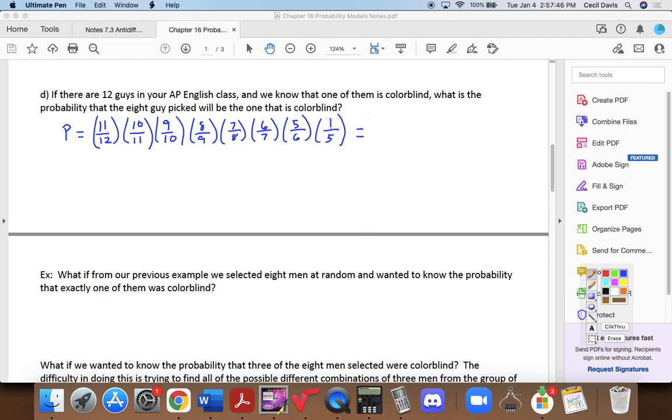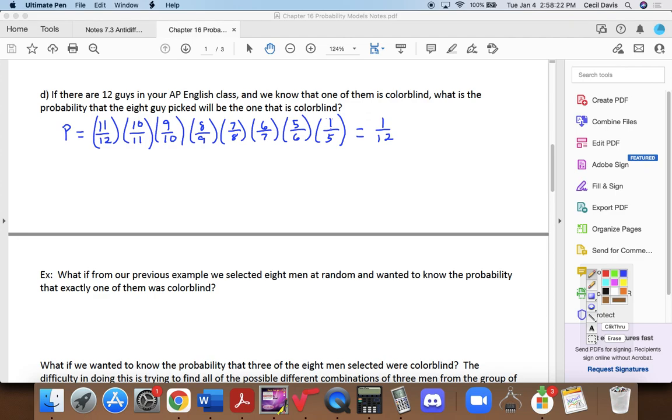What does that equal to? 0.05. Now look at all the things that cancel. It's 1 over 12. 1/12 is 0.05. So it doesn't change. Think about that for just a second. If you lined all the guys up, and one of them is colorblind out of the 12, the probability of any of them being colorblind is 1/12.